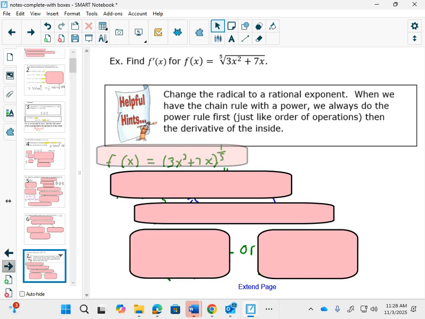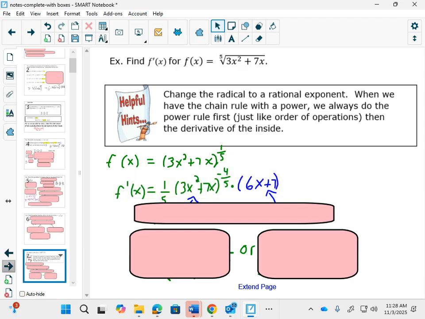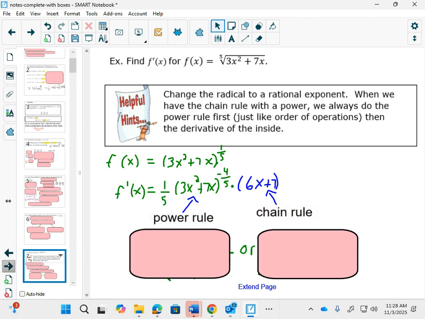So first of all, I would take this equation and change that 5th root to the 1/5 exponent. The power rule is really easy to see the inside function. The 3x squared plus 7x is my inside function. So derivative of the outside, the 1/5 comes out in front. I keep the inside the same. Subtract 1 from the exponent. Then I multiply by the derivative of the inside. So first I'm using my power rule for my outside function, and then when I multiply by the derivative of the inside, that's where my chain rule is coming into effect.